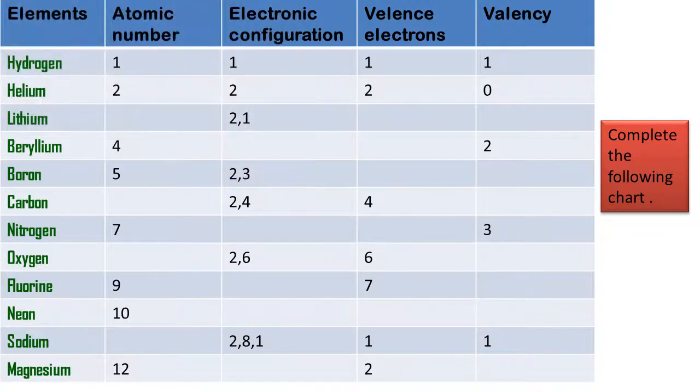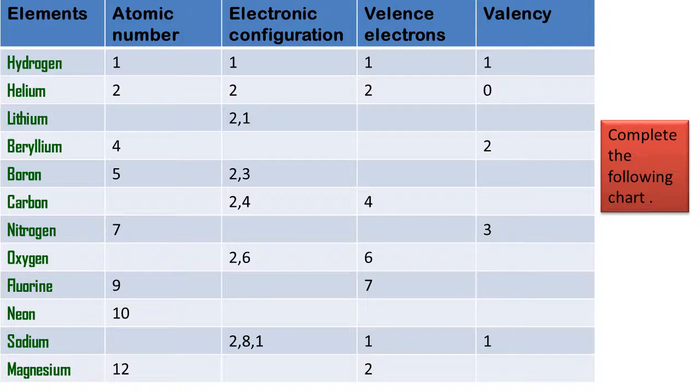Okay, so here on page number 54 one table is given to us and we have to complete that table. Here 4 columns are there: the first is for element, the second is for atomic number, the third is for electronic configuration of the element, the fourth is valence electrons, and last we have to write the valency. Okay, so first are hydrogen and helium. For hydrogen the atomic number is 1, electronic configuration is 1, valence electron is 1, and valency is also 1.